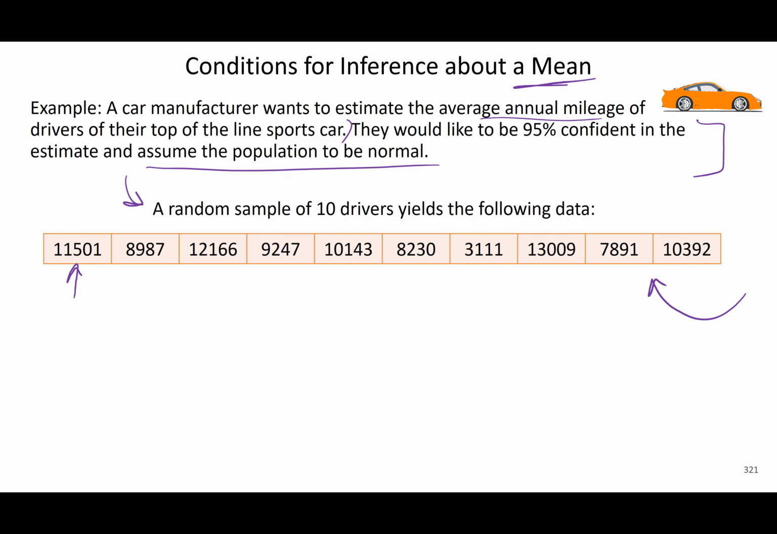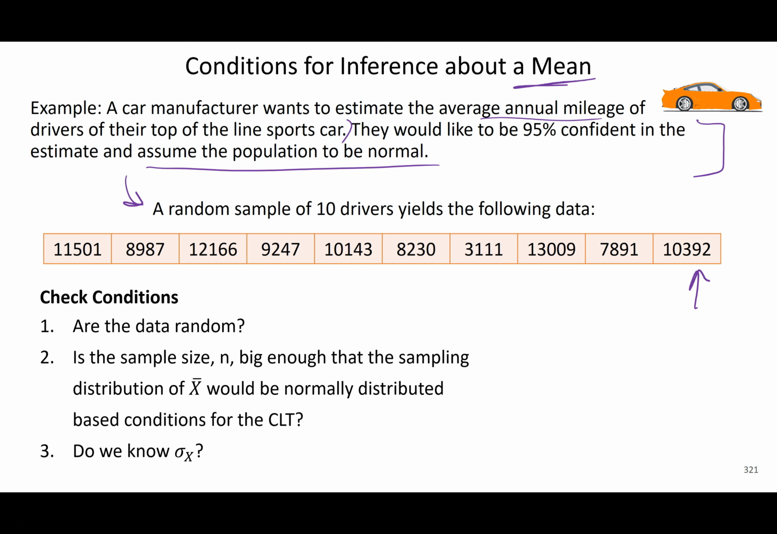So like this here, this is saying, hey, driver 1 had an annual mileage of 11,501 miles. Driver 10 had 10,392 miles. So checking my conditions to move forward, since from here I want to do a confidence interval. So are the data random? Were they randomly selected? Yes. We have a random sample of 10 drivers.